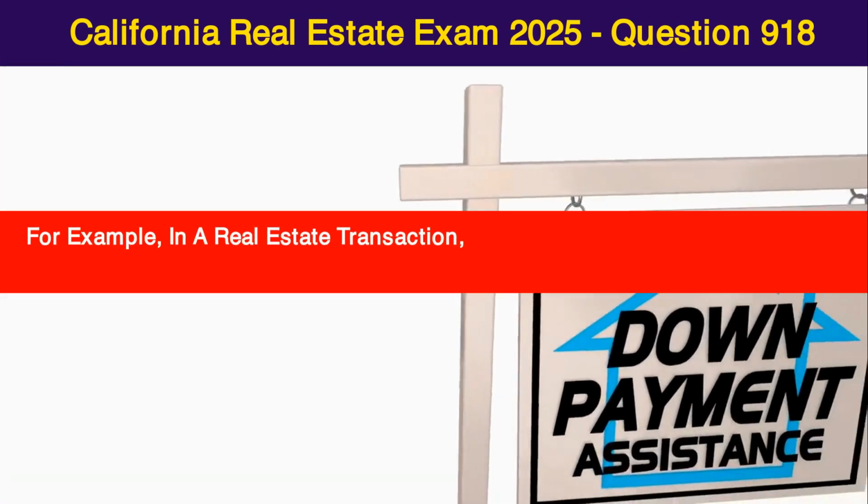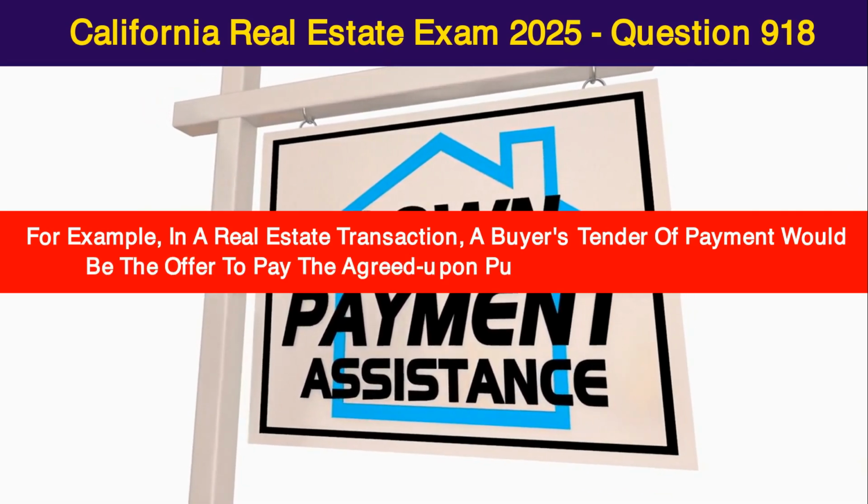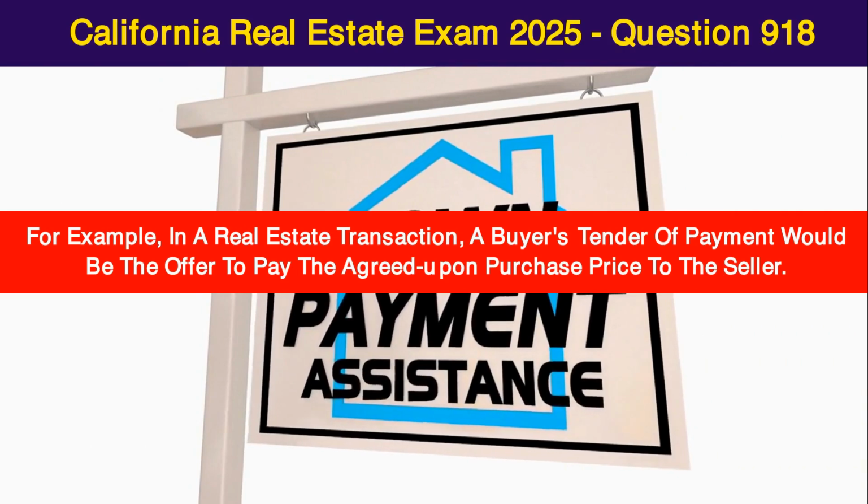They could also have grounds to sue for breach of contract. For example, in a real estate transaction, a buyer's tender of payment would be the offer to pay the agreed-upon purchase price to the seller.